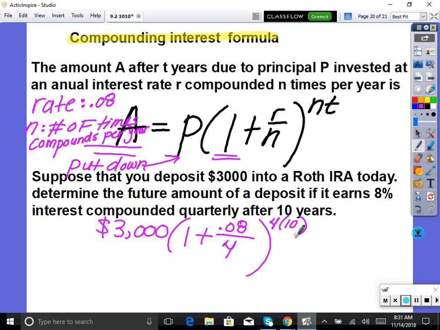So I would make sure I could actually type it in right. If it was me, I would type it in and make sure you get the correct answer. I get that we will have, after 10 years, $9,624.11.